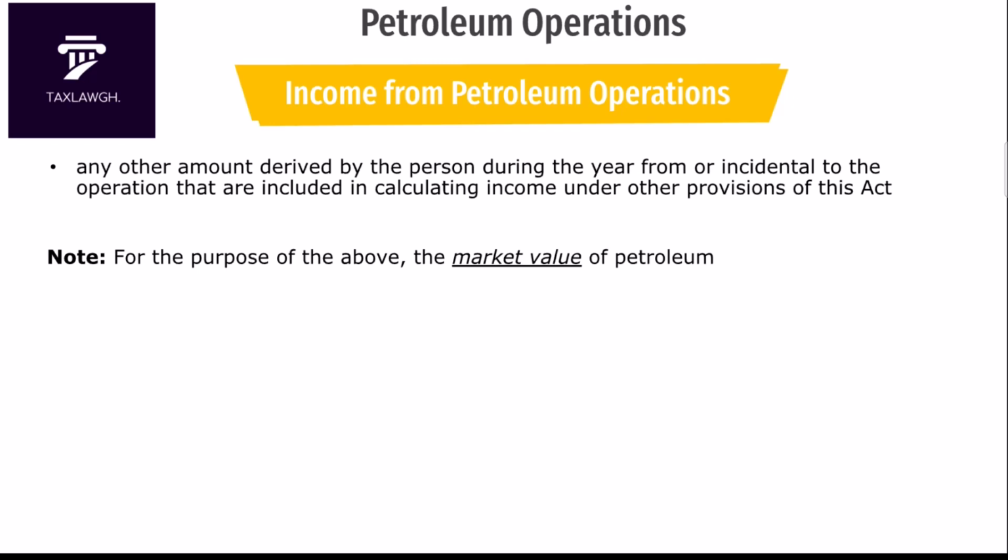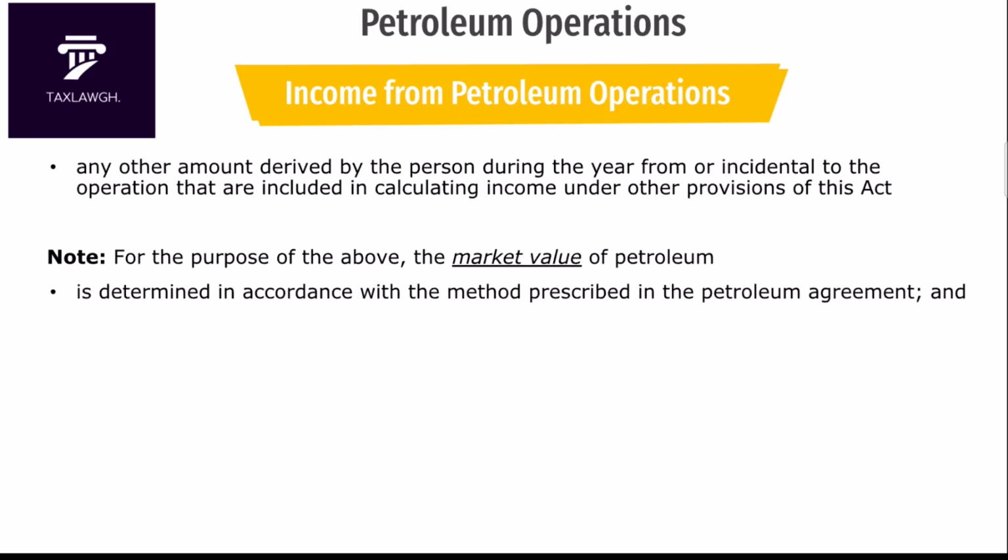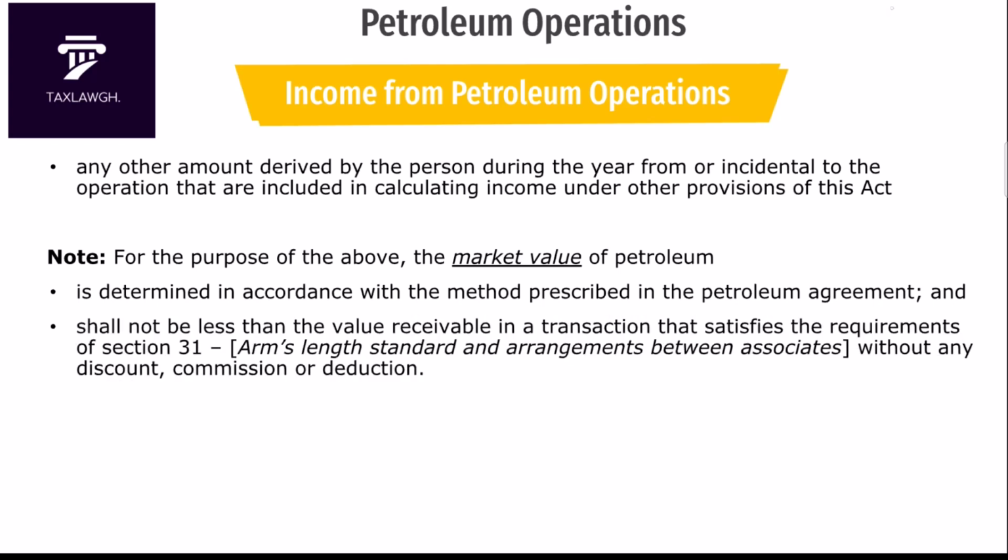Note, remember, I mentioned market value. What is market value here? We are saying this is the amount that is determined in accordance with the method prescribed in the particular PA. Right. So the PA is king. It will determine among several other approaches how to value oil, and then it should not be less than what? Should not be less than the value receivable in a transaction that satisfies the requirements of section 31. Take note that deals with what? The arm's length standard and arrangement between associates without any discount, commission, or deduction.